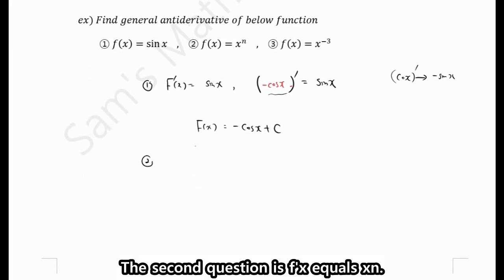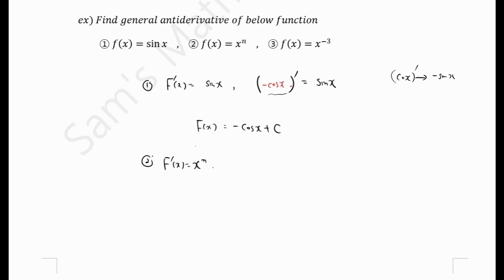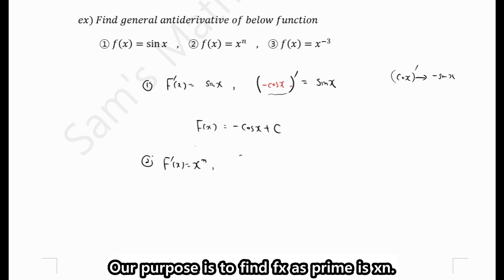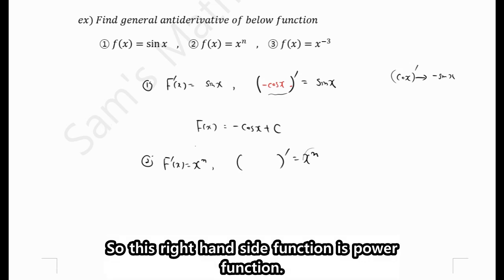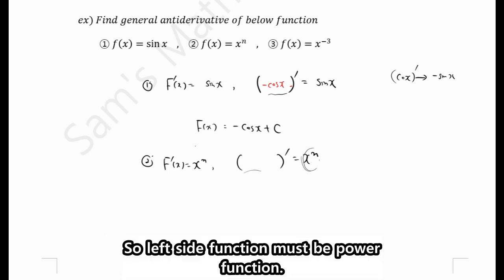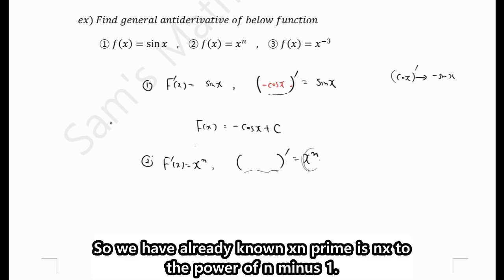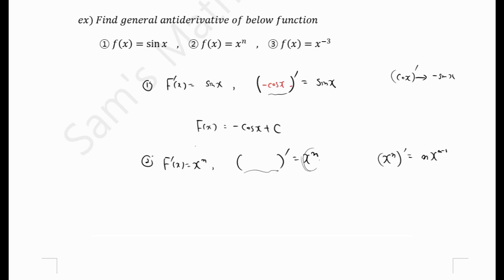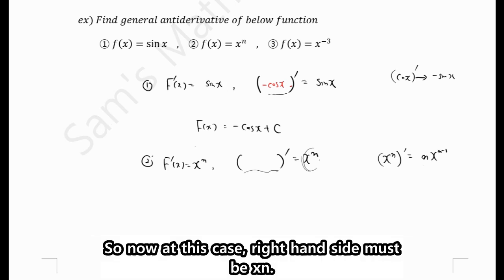The second question is f'(x) equals x^n. Our purpose is to find f(x). So this right hand side function is a power function, so the left side function must be a power function. We have already known (x^n)' is n x to the power of n minus 1. So now in this case, the right hand side must be x^n.